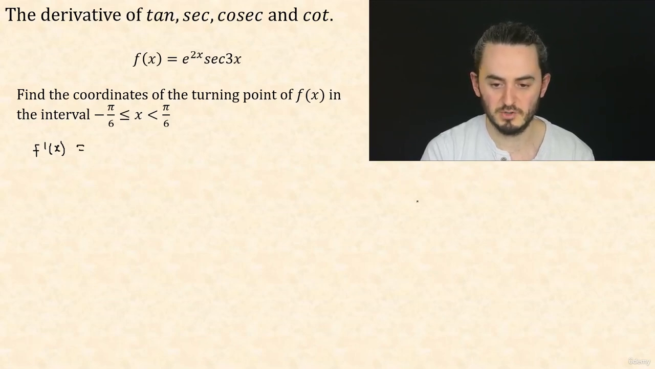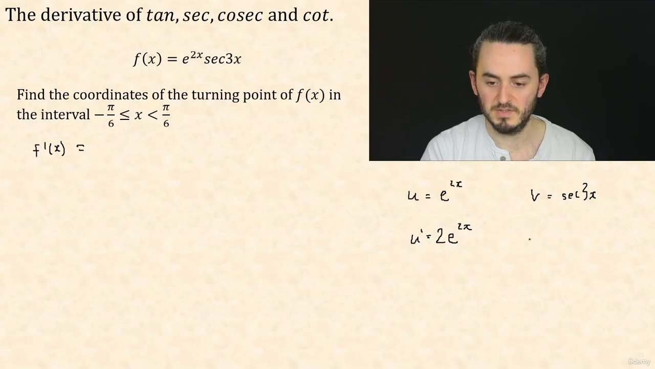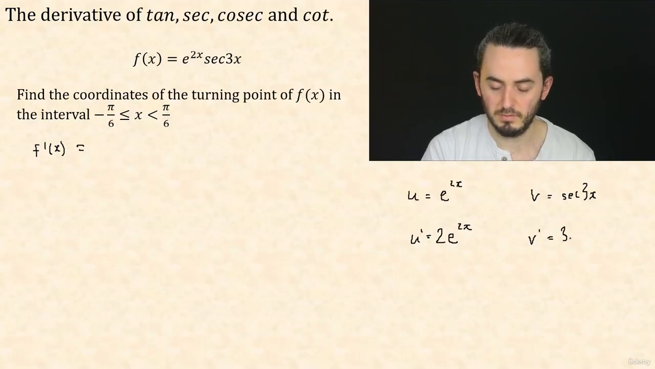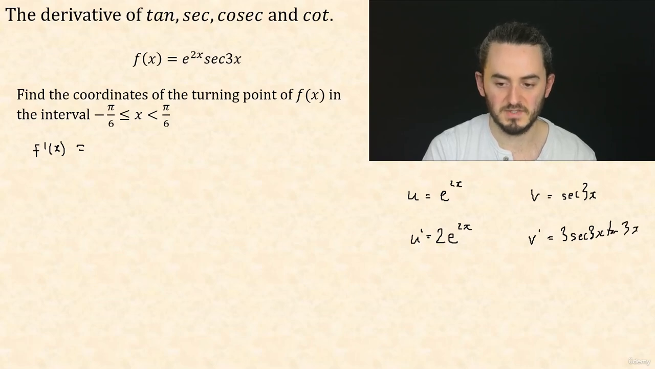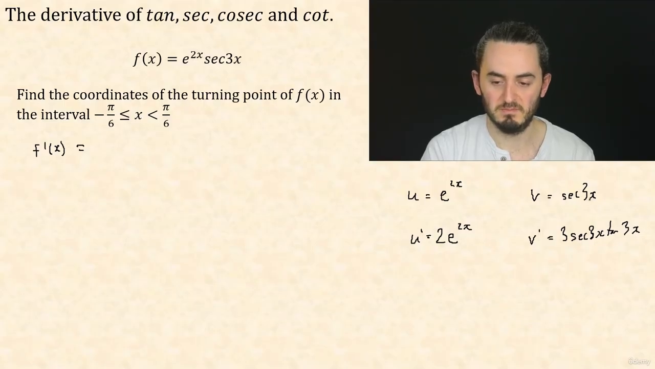So it's product rule. I'll just do my u's and v's over here. U can be e to the 2x, which means that u dash, okay, so that's e to the stuff, so I've got to multiply by the derivative of that stuff, which is 2, so that's 2 e to the 2x. V is sec 3x, so the derivative of v is 3 sec 3x tan 3x, okay, because it was sec of some stuff. So that is the derivative of sec, so sec 3x tan 3x, but then we multiply by the derivative of that stuff, 3.